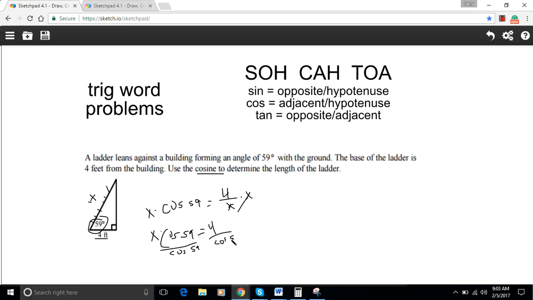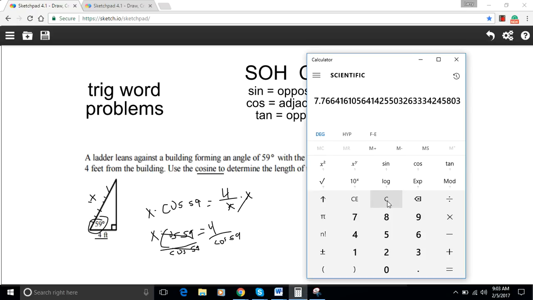All right, so that's the algebra we need to do. These two cosines of 59 cancel. We just get x equals 4 divided by the cosine of 59. We can do that on our calculator. So we're going to take 4, hit the divide key, then type in 59 and hit the cosine key, and then hit the equals to make the division happen. We end up with 7.7, well, let's round to the nearest hundredth, 7.77.